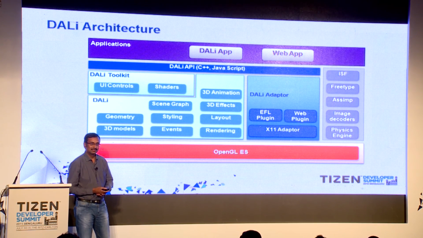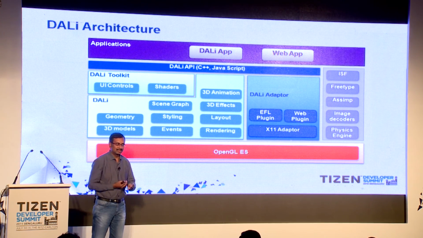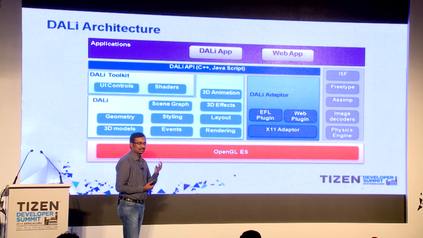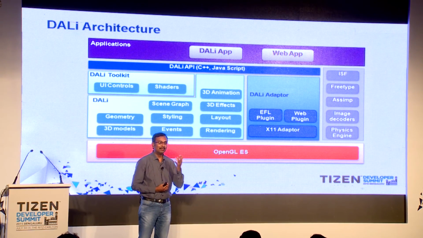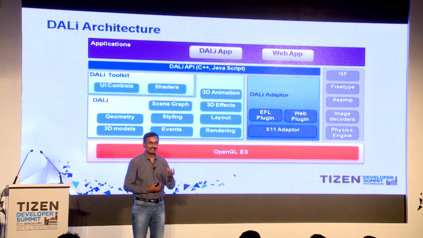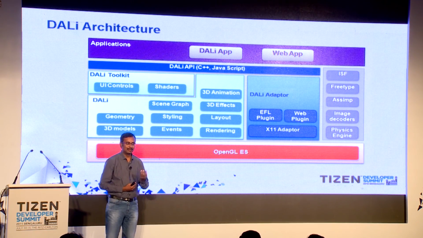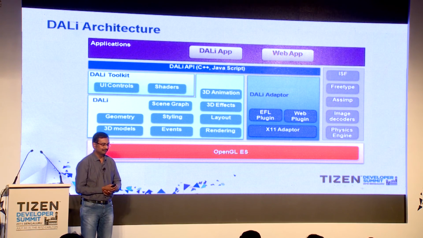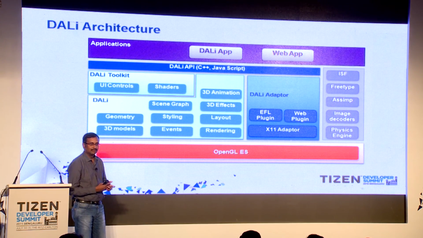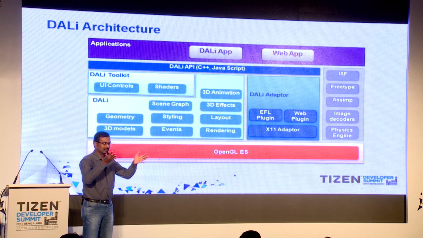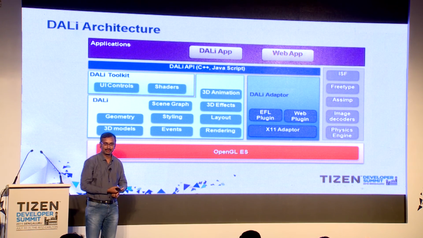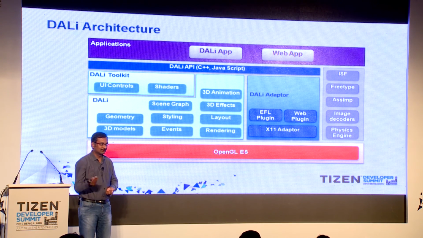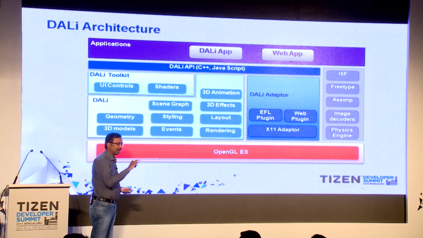The DALI architecture has three main parts. One is DALI core, which does the 3D model import support, rendering, layout, animations, scene graph, event handling, etc. DALI toolkit provides high-level, easy to use UI controls for your applications, and then shader effects. And the third part is the platform porting part.